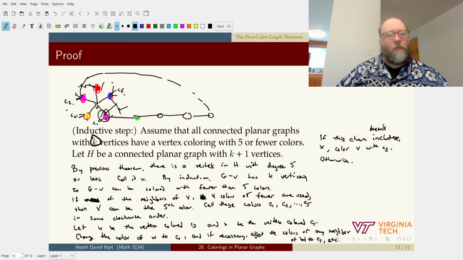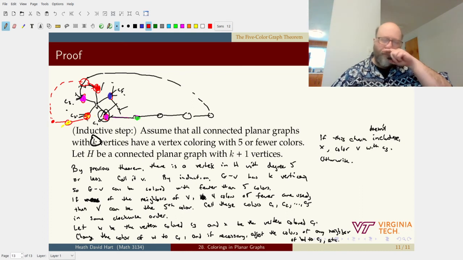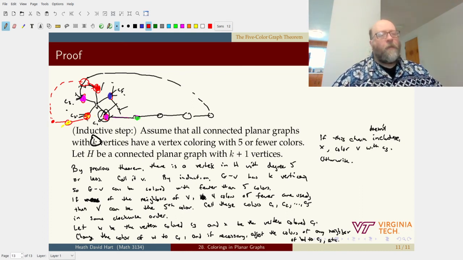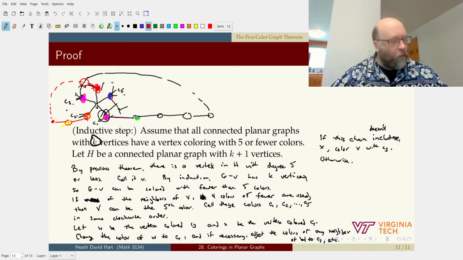I'm going to change this from yellow to red. And if it had any red neighbors, I'll turn them from red to yellow. And if they had any yellow neighbors, I'd turn them back to red, and so on and so forth. And this branch can't come back in contact with this one because the vertex where they intersect would have to be purple or green and red or yellow. And that can't happen.